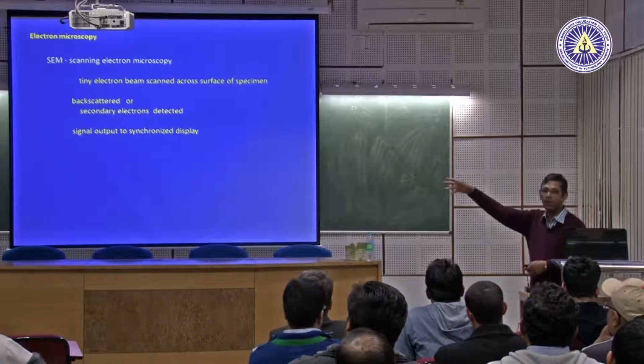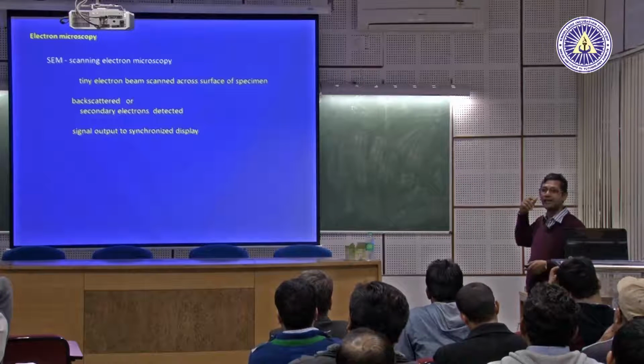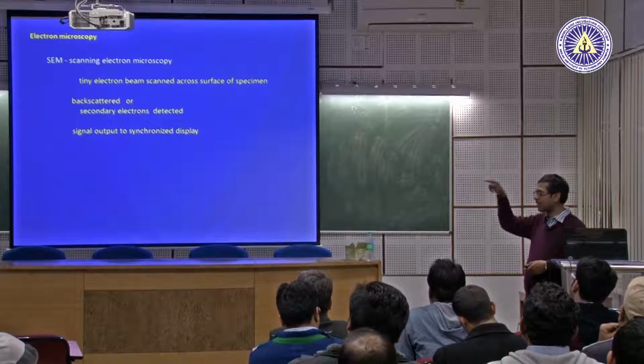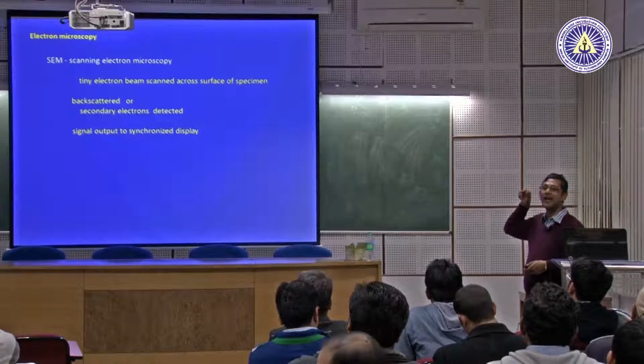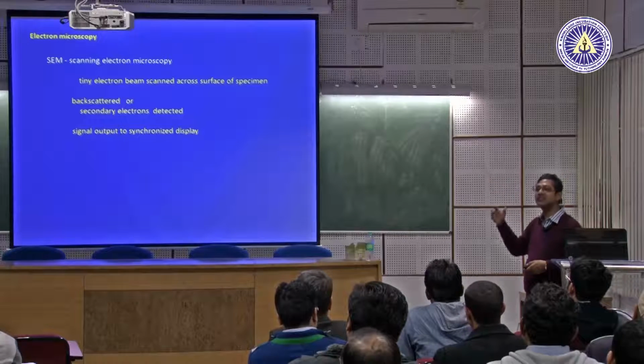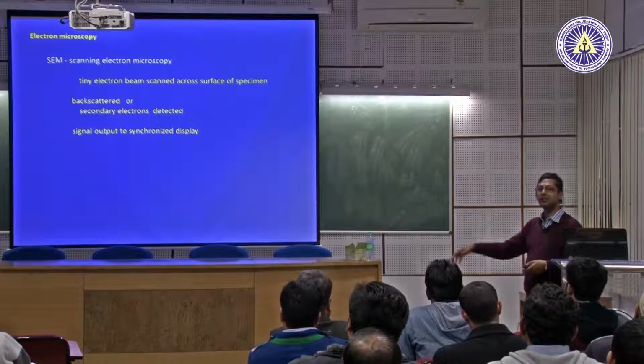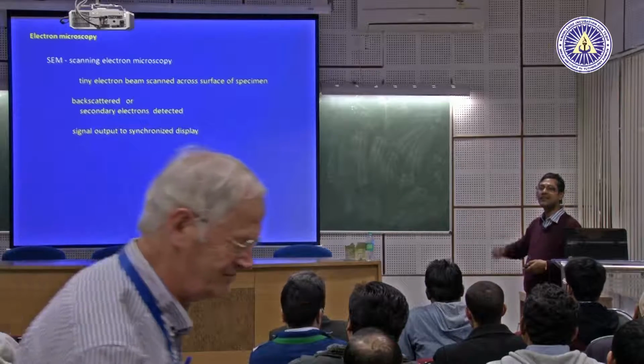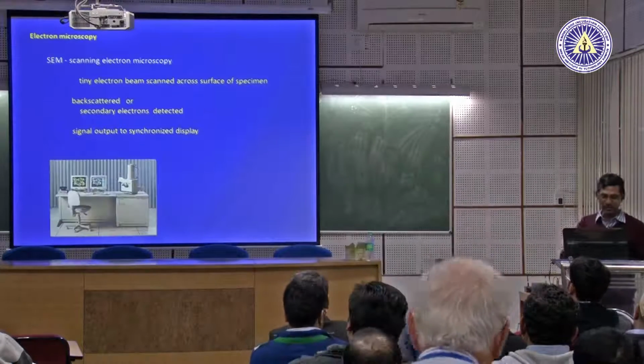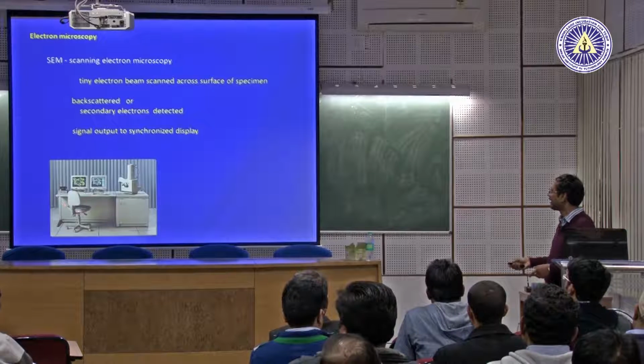Backscatter means what? I throw a ball onto the wall, it comes back in the opposite direction at a 180 degree angle. It's called backscatter. Secondary means generated from inside the material by the electrons. They are called secondary. We will show pictures to make you understand. Okay, and this is what it is.